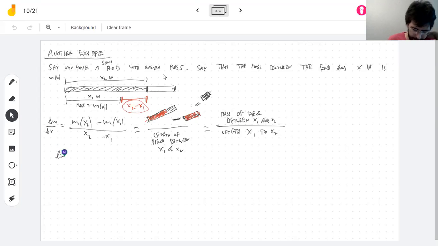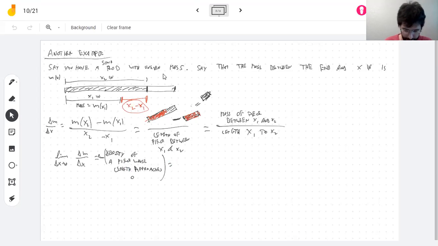So what happens if I look at this quantity and I take the limit as the piece I'm looking at gets smaller and smaller? This is the limit of the density of a piece whose length approaches zero. So if things go well for us, this limit will exist. And this limit would be what we call the density of the rod at the point x.